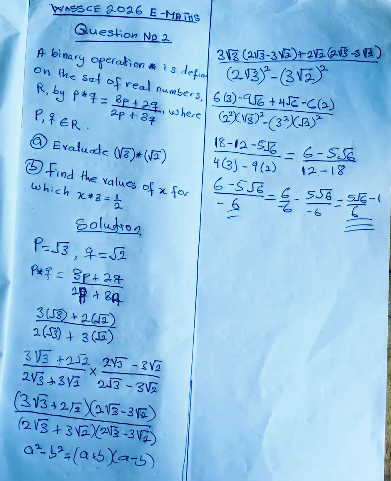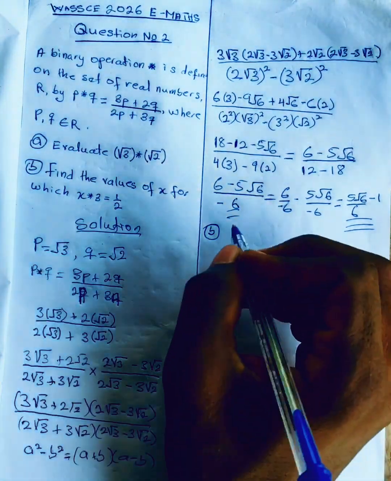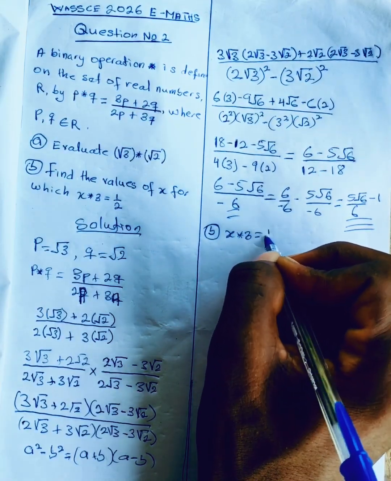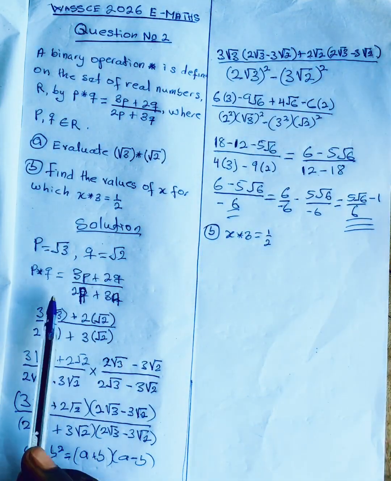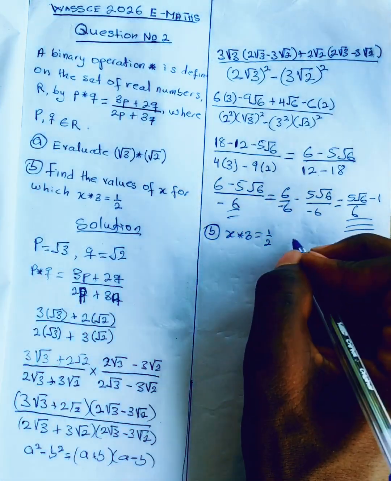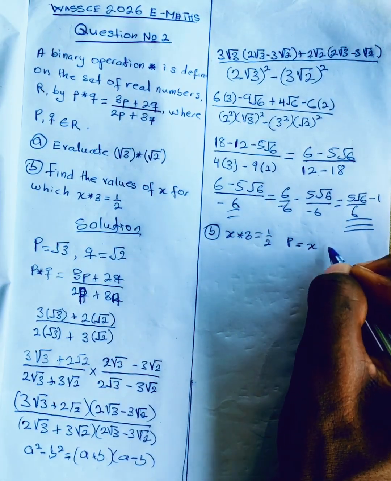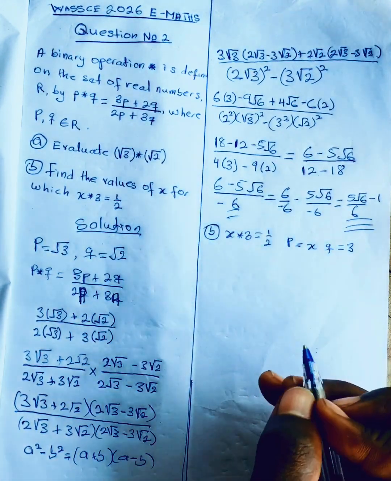Now let's take B. The B says S star 3 is equal to 1 over 2. But we know the rule already. This is the rule given in the question. So in this case, our P becomes S and Q becomes 3. So let's input it into the formula.